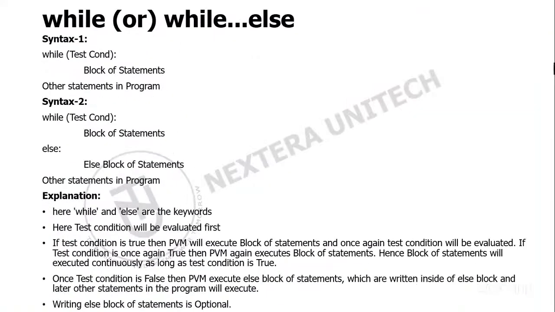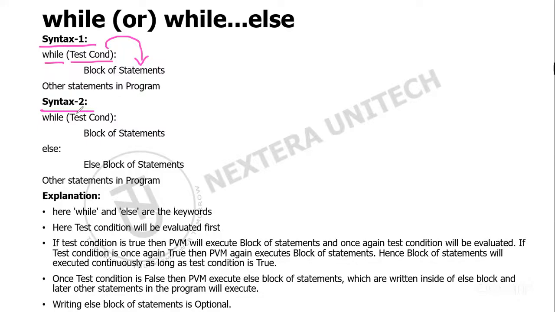Now, the next one we have in the sequence is the while or while else statement. Under the looping statements, the second one is while or while else. What is the purpose of while or while else? Let us understand the syntax first. Again, there are two syntaxes. Syntax one is the while keyword followed by the test condition. If this test condition is holding true, it enters the block and the block of statements gets executed.